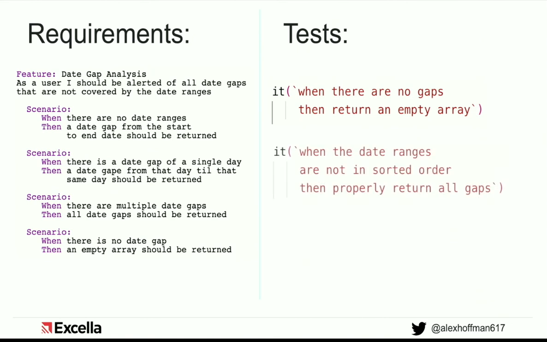Second test I want to look at. When the date ranges are not in sorted order, then properly return all gaps. So this was a pretty big edge case for me, and I can guarantee I would not have found it if I wasn't doing test-driven development. When you write code before you test, you want to think that our code is perfect. We're developers, we're flawless.